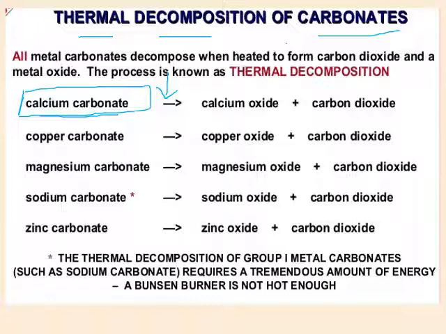You can see the word carbon in calcium carbonate. Whenever there's the ending -ate, it means there's some oxygen in there, and we can see the word calcium oxide, another way of saying oxygen. Dioxide means 2 oxygens. You can see here, copper carbonate makes copper oxide and carbon dioxide. Magnesium carbonate makes magnesium oxide and carbon dioxide.